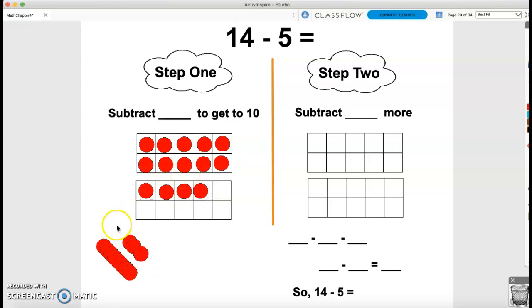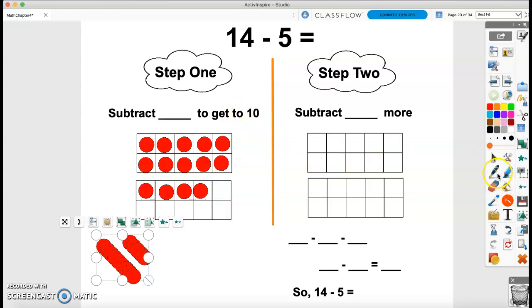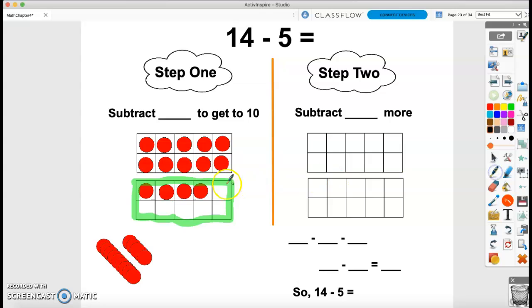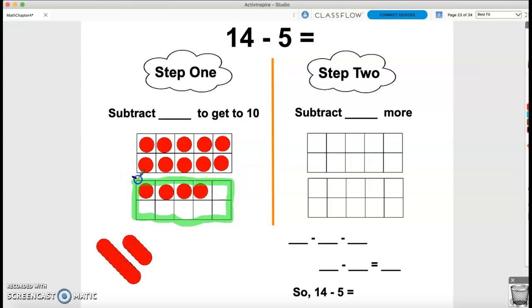So the first thing we want to do is we want to get to 10. And in order to get to 10, I just need to take away my second 10 frame. So here is my second 10 frame right here, all the way down. So I want to get rid of this 10 frame. So in order to get rid of this 10 frame, I'm going to cross it off. So I don't want this 10 frame. So I'm going to take that one away because I want to get to 10.